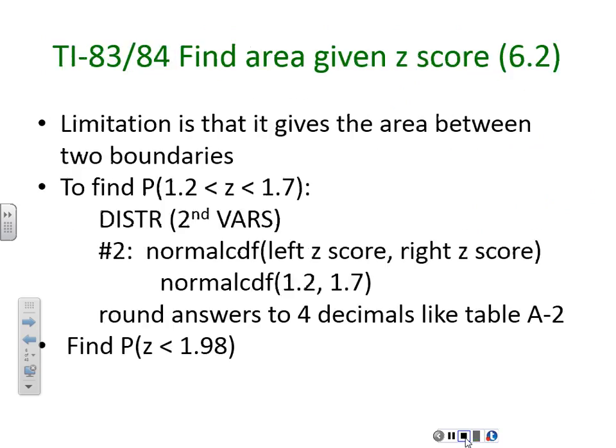Now, looking at how the calculator can do it. If I wanted to find the probability that my z-score is between 1.2 and 1.7, and those are the ones that we did last time, that's where we got the 0.0705 that was in your notes last time.